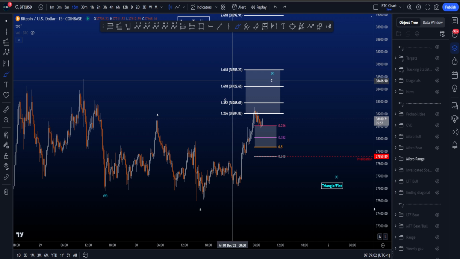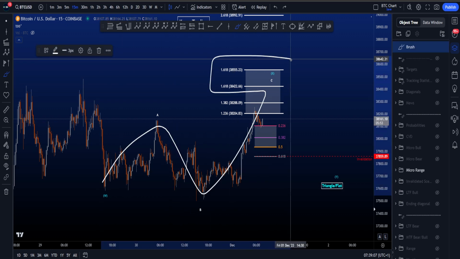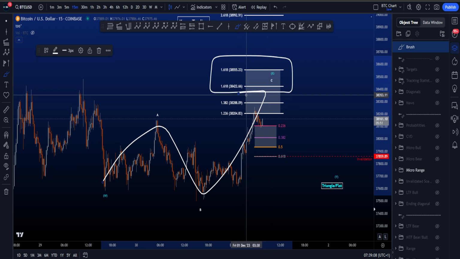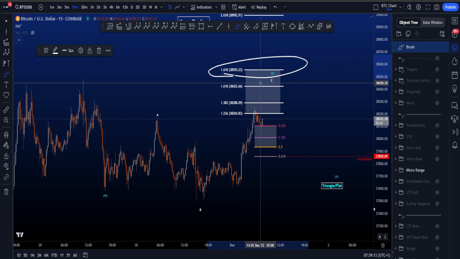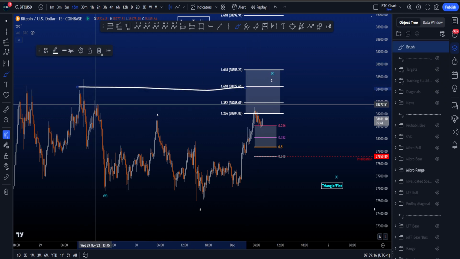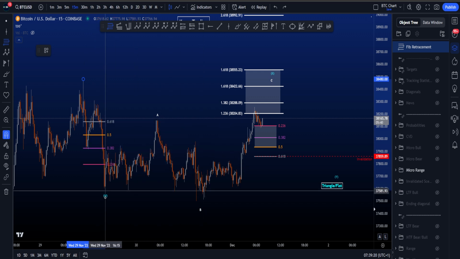Now for a wave C in an expanding flat, if we then look at an A, B, C, the most common target area is between the two 1.618s, which is between 38.4k and 38.65k. But of course this is very, very high to the high, right? We're almost taking the high if price decides to go that far.